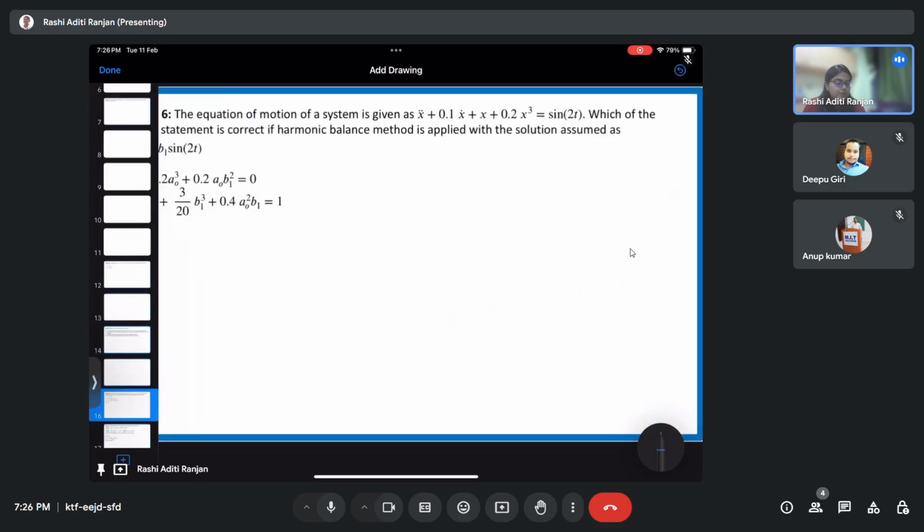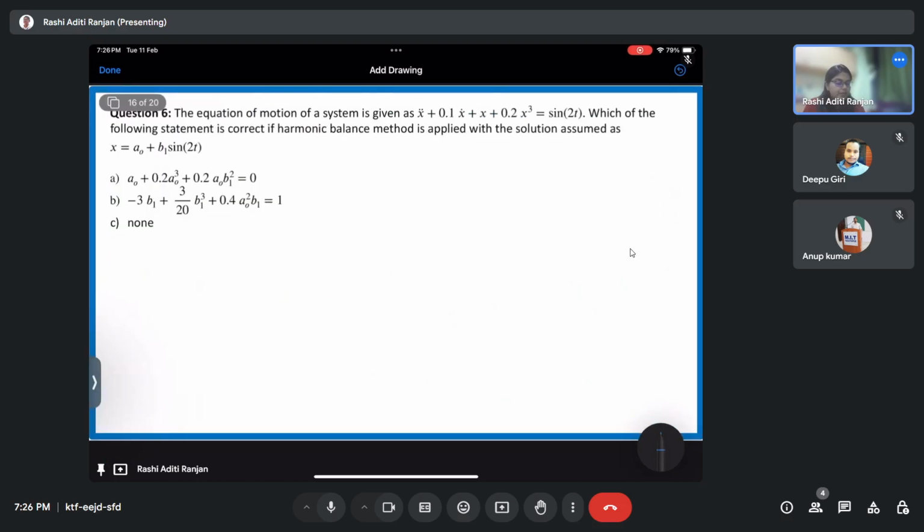Coming on to question number 6. Okay, we have to find which of the following options is correct, right? If we assume the solution which is given in this form. Okay, we will do this.